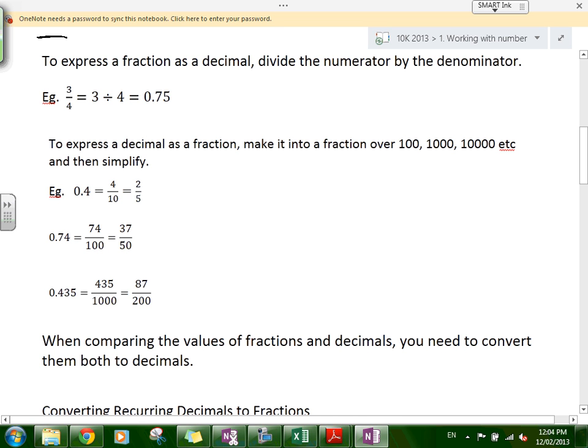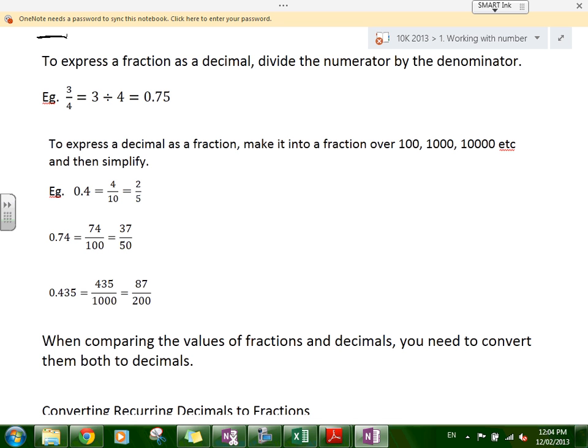To express a decimal as a fraction, make it into a fraction over 10, 100, 1,000, 10,000 or whatever it might be. We talked last time about place values, the value that a digit holds in its decimal place: tenths, hundredths, or thousandths. You put it over 10 or 100 or 1,000 and then you simplify. So 0.4 is 4 over 10, which is 2/5. 0.74 is 74 over 100, which simplifies to 37 over 50. 0.435 is 435 over 1,000, which is 87 over 200.